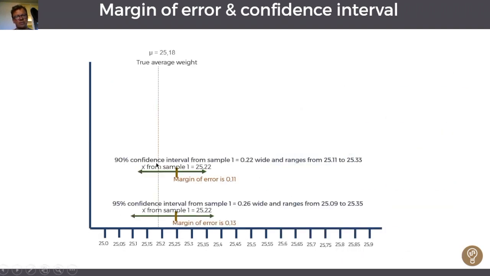With a 90% confidence interval, this will be your margin of error. So you will miss the true exact average of the population. You will miss it 10 out of 100 times instead of 5 out of 100 times.